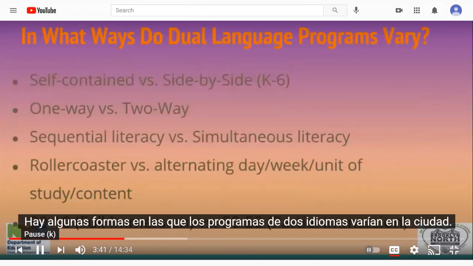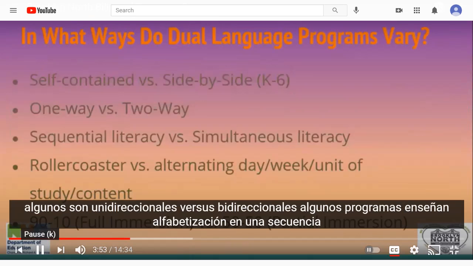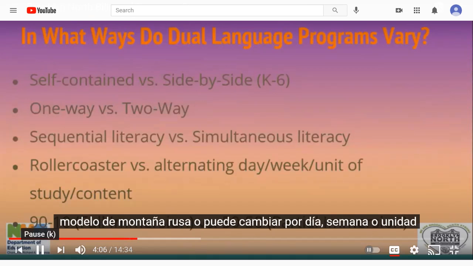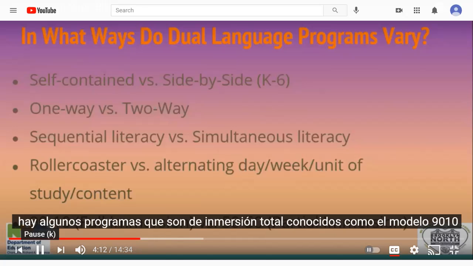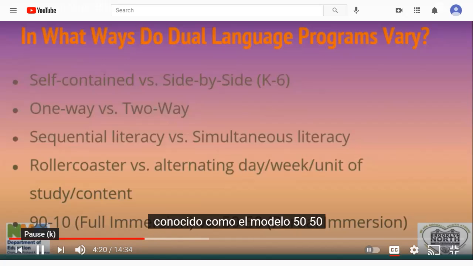There are some ways in which dual language programs vary across the city. Some programs are self-contained, while others are side-by-side. Some are one-way versus two-way. Some programs teach literacy in a sequential manner, while others teach both languages simultaneously. The language may switch using the roller coaster model, or it may change by the day, week, or unit. There are some programs which are full immersion, known as the 90-10 model, but most programs are partial immersion, known as the 50-50 model.